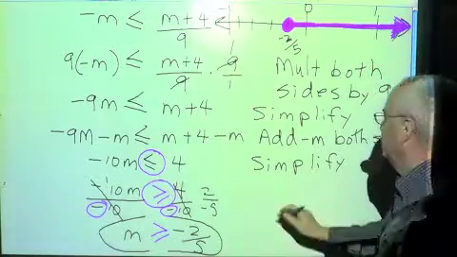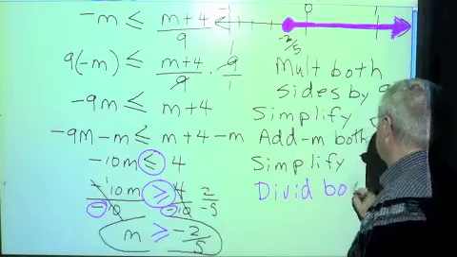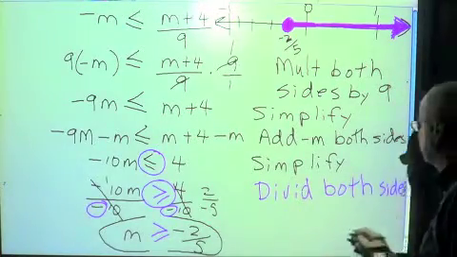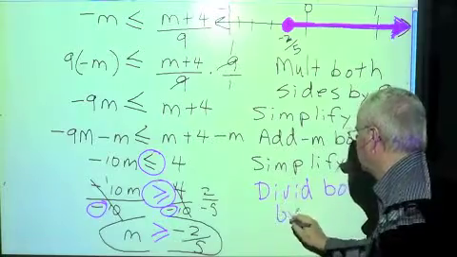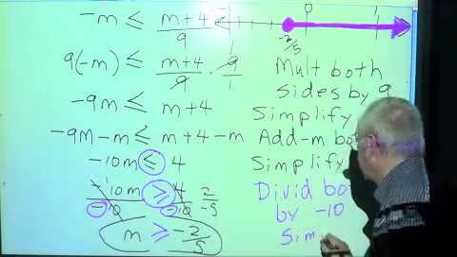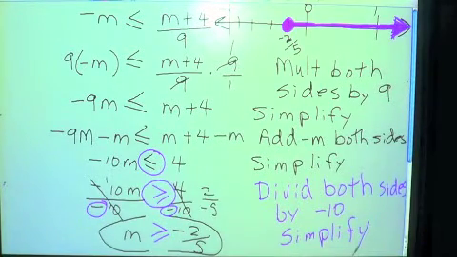Down here, what do we do? Divide both sides by negative 10. And then simplify. Okay? 3 samples. How to solve inequalities.